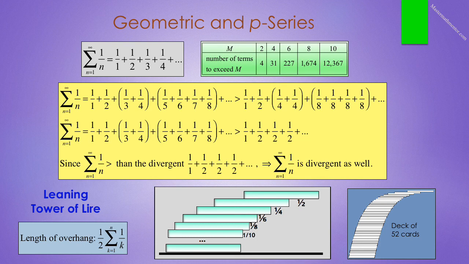And theoretically, it will balance with an infinite number of books. It will take 31 books for the overhang to be 2 books long, 227 books for the overhang to be 3 books long, and 272 million books for the overhang to be 10 books long. Try it with a deck of cards.